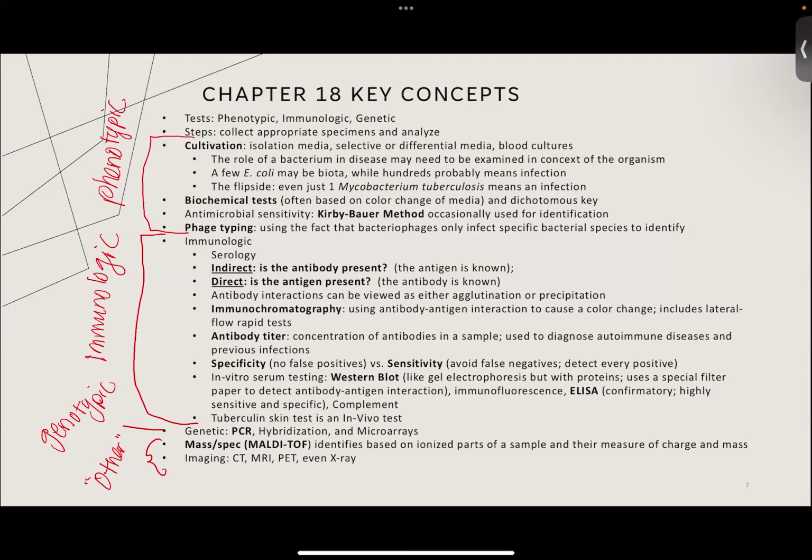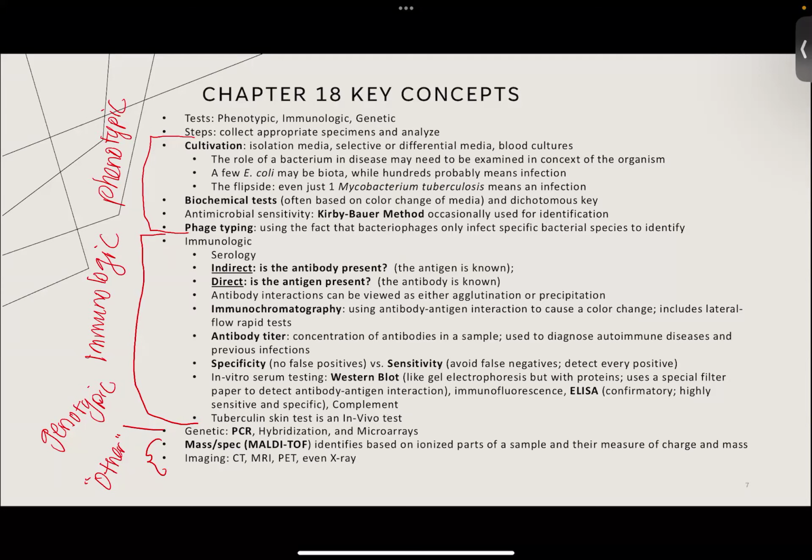These guys here, we have the phenotypic, the immunologic, and the genotypic, and the other. For the phenotypic, if you are cultivating, so that means culturing. Cultivation means culturing. If you are culturing your pathogen and then using the results of the culturing process as part of the steps to determine what kind of organism it is, that's a phenotypic test. So here we're talking about isolation media, so that we can actually isolate the organism. That would be a step in collecting your sample.